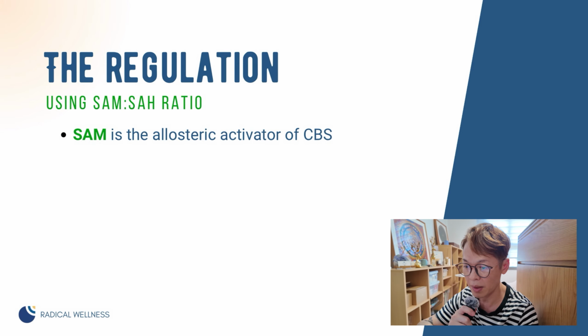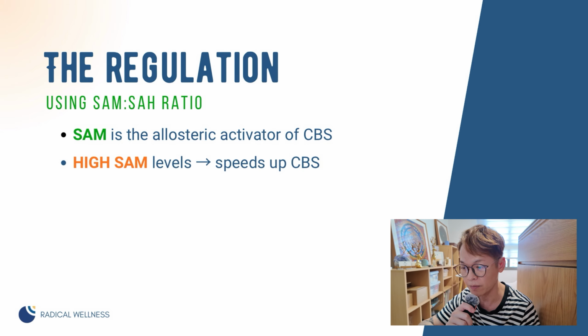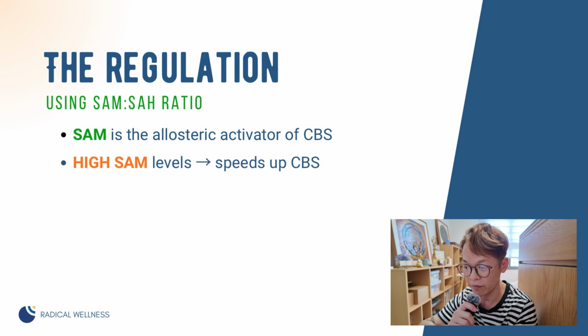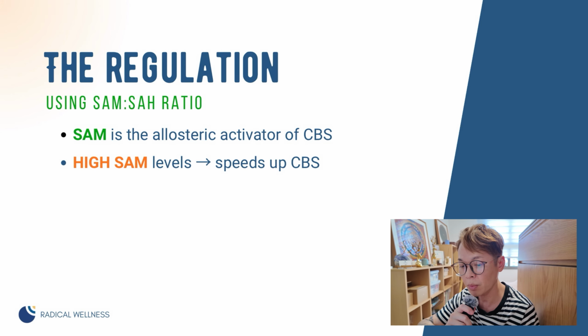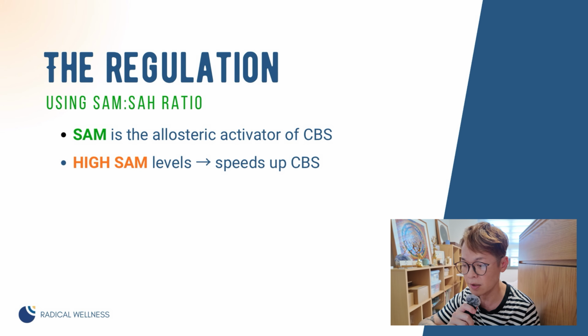This is because SAM acts as an allosteric activator of CBS, which means that when SAM level is high, it signals that the cell's methylation status is good and there's an excess of methionine, so the body can afford to divert homocysteine away from the remethylation and into the production of our antioxidants.